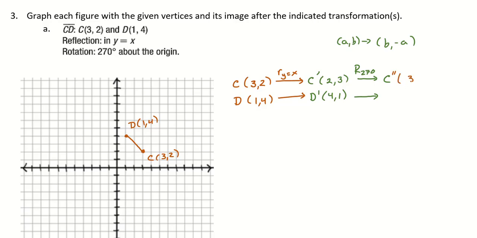So we swap places, 3, 2, and then the negative goes on the second one. So again, D double prime here, they swap places. Looks like it should be back to 1, 4. And the second sign will change. Cool. All right. So we have these values and they're here.